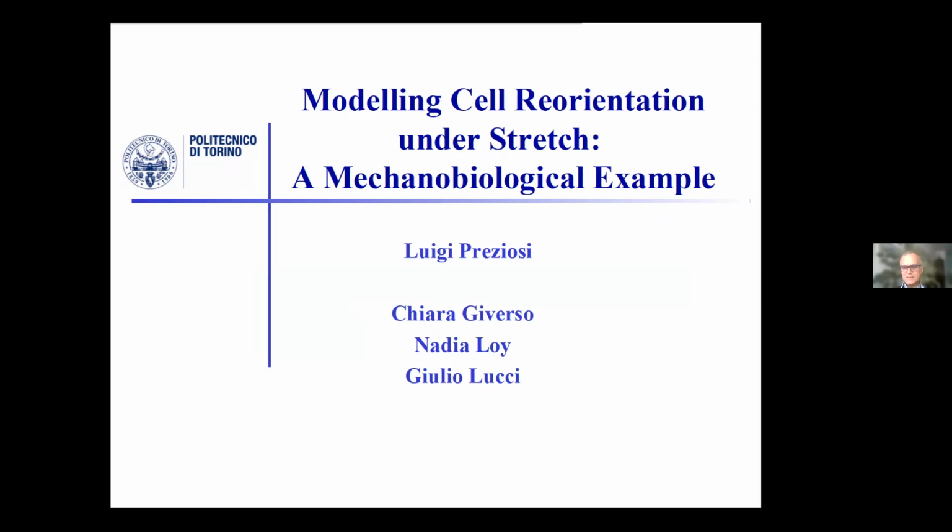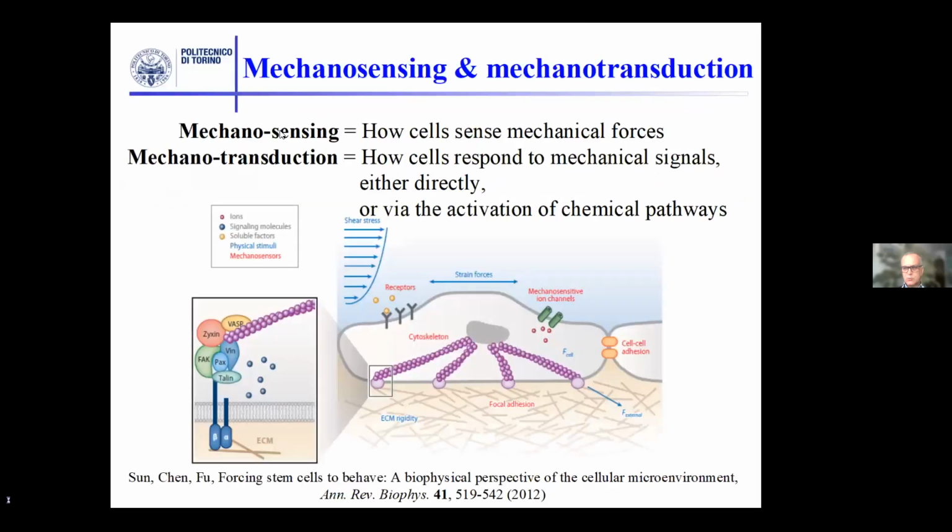But more or less 20 years ago, the role of mechanics came into play and started growing this new field that is called mechanobiology, because it was found that it had strong consequences on cell behavior. And it can be split into two steps. The first is called mechanosensing, the mechanism that the cells use to feel the mechanical forces. And there are several of them.